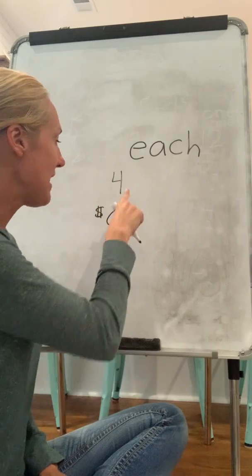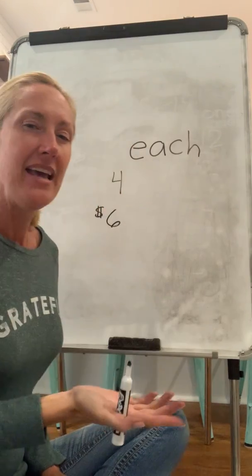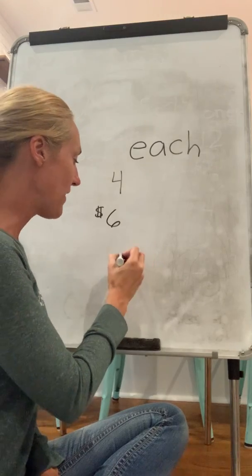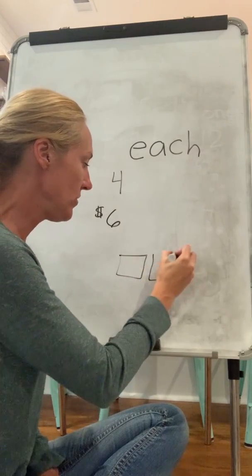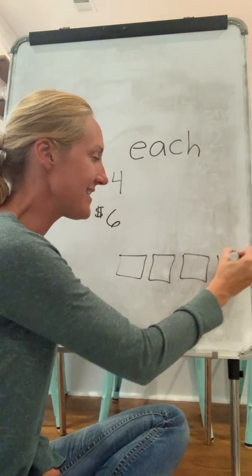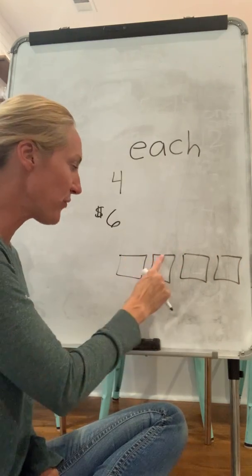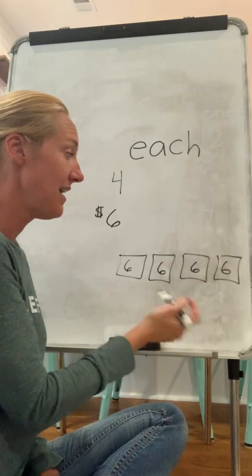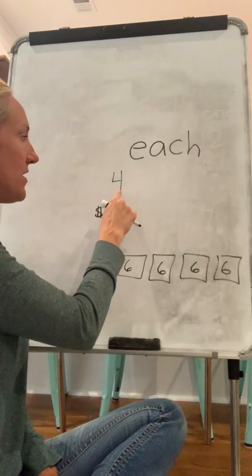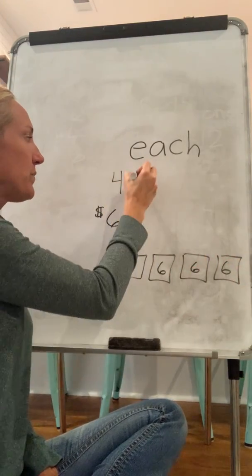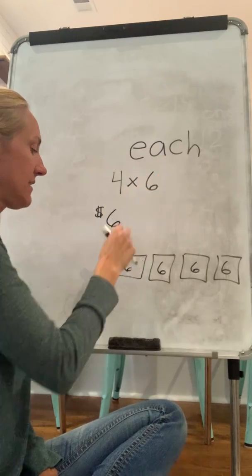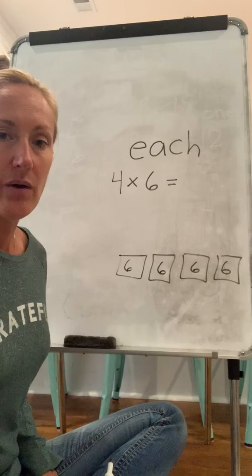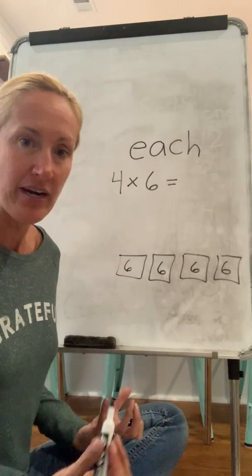Okay, so I'm thinking about it. It says he has 4 books. If you're not quite sure, draw a picture. Okay, so we've got a book, 2, 3, 4, and it says each book. So that means every single book is $6. 6, 6, 6, 6. I have 4 6s. So 4 groups of 6. 4 times 6 equals. Now, if you don't have it memorized, count it out.